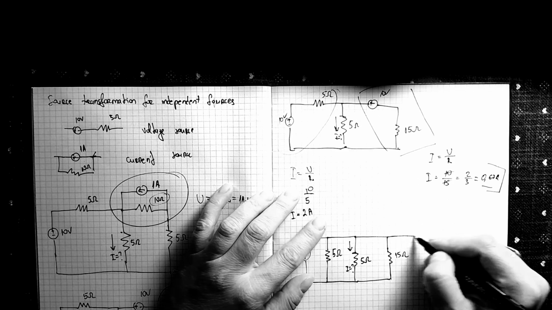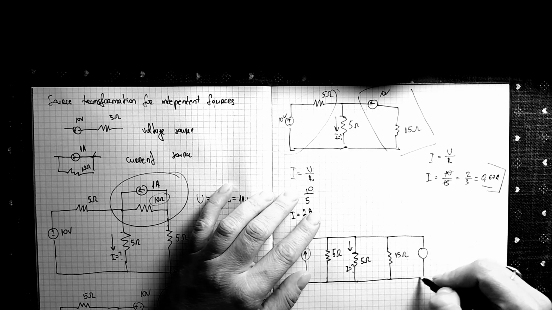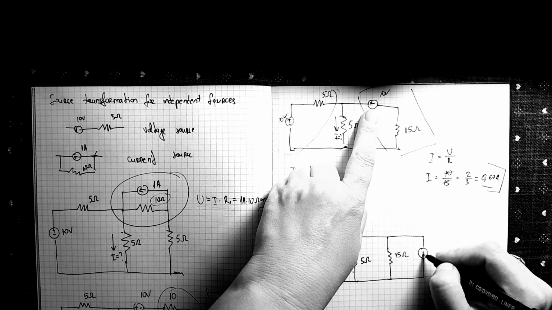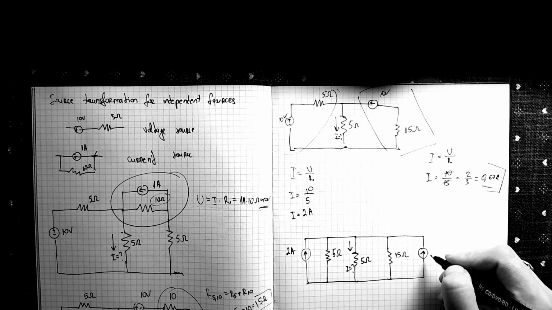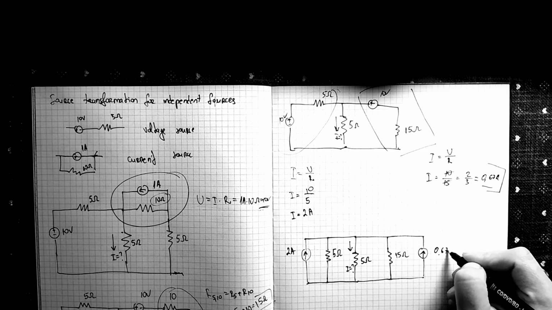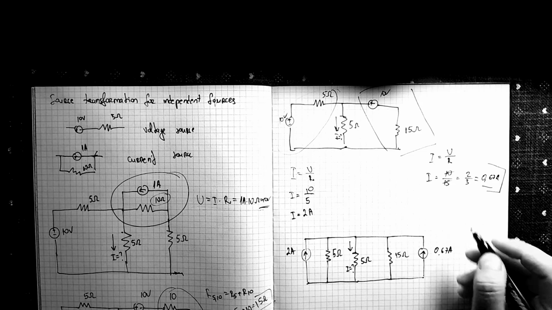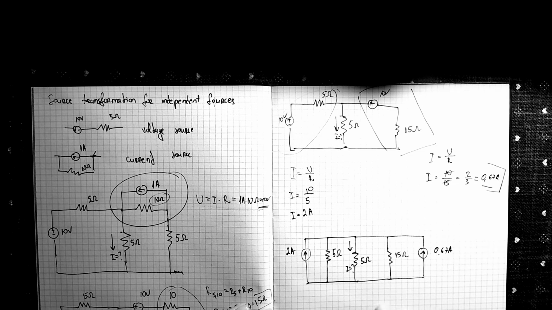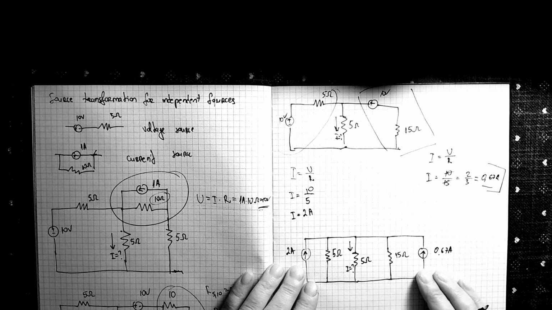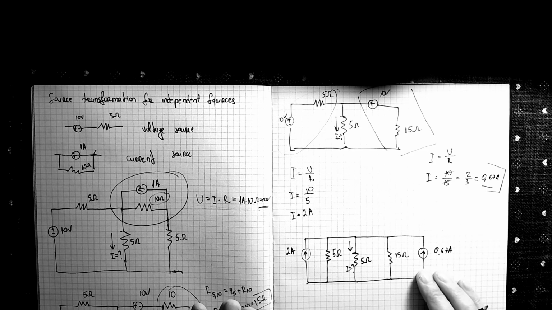We also have a current source, and as the plus is up, the arrow of the current goes up, so it will be 0.67 amps. So this is our new circuit design. Now what we can do is add those two sources.